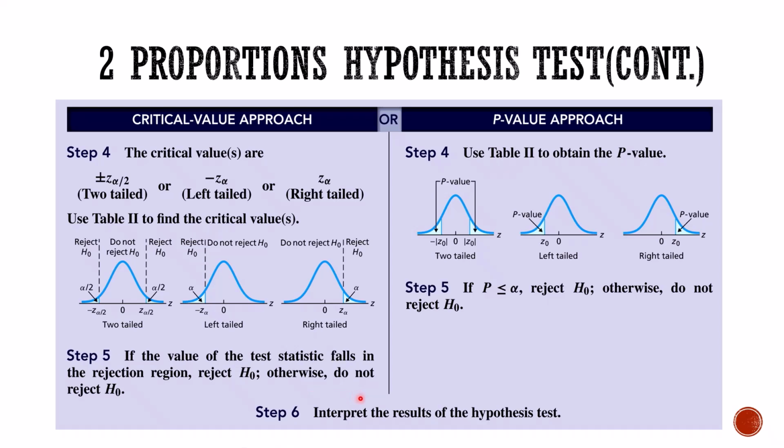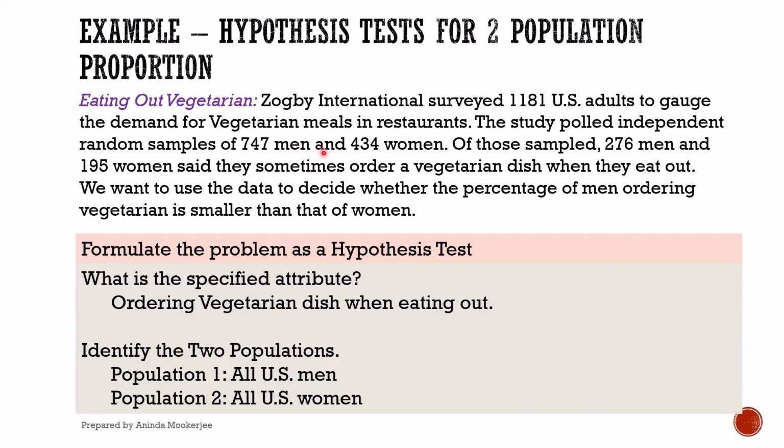All right. Now here we are going to work through an example and apply the procedure that we just learned about for performing hypothesis tests for two population proportions. This particular example is about eating out vegetarian. I'm going to read through the question and we have to try to understand what the study is about, and determine what the two populations are and what data apply to each of those populations, right?